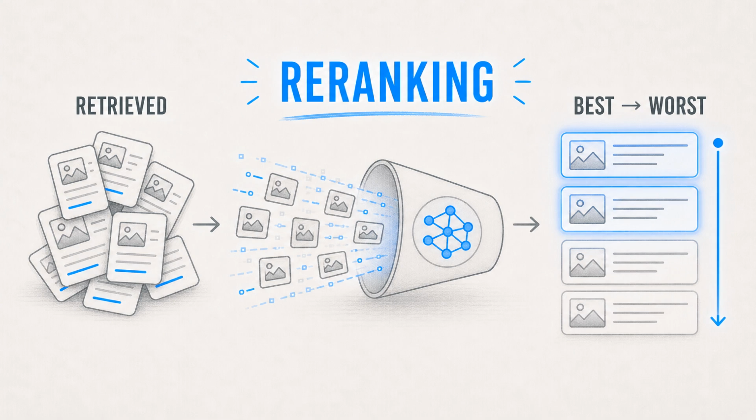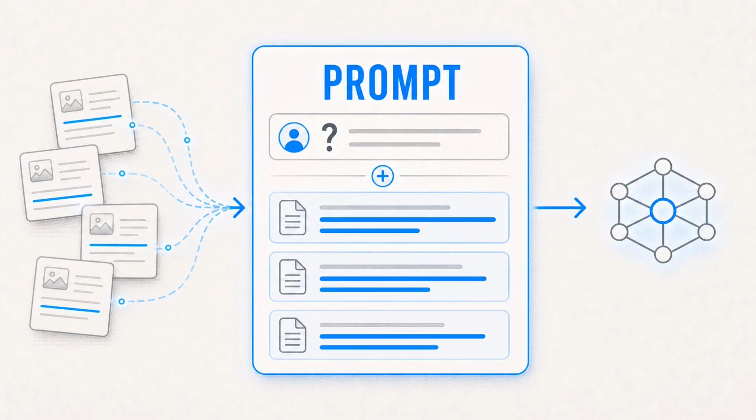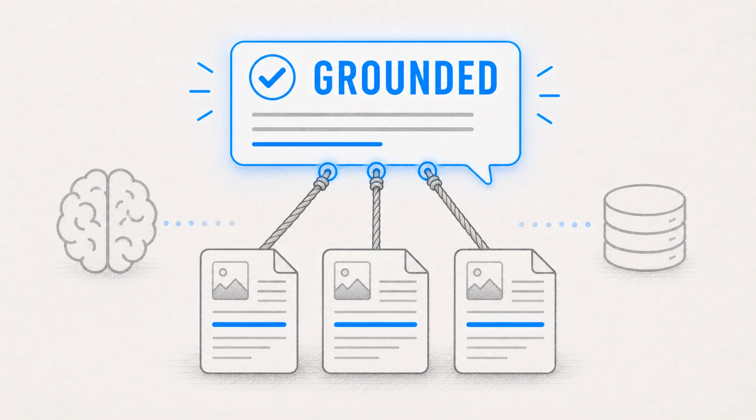Now the retrieved chunks are placed into the prompt, along with the user's question. This is the augmented part of Retrieval Augmented Generation. The model receives both the question and the reference material it should use. When the model answers from retrieved material, we say the answer is grounded. Grounding does not mean perfect truth.